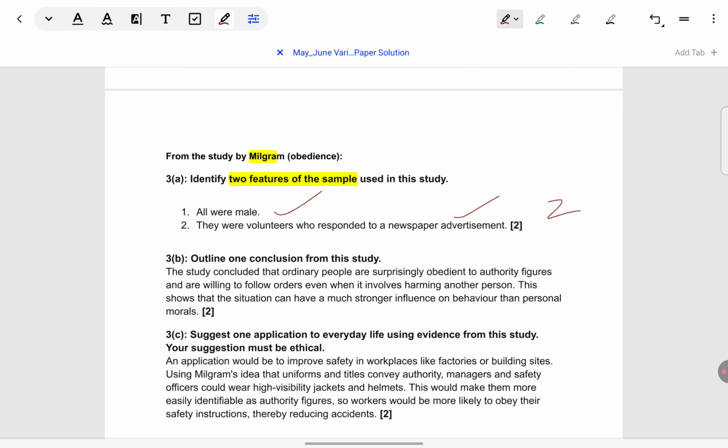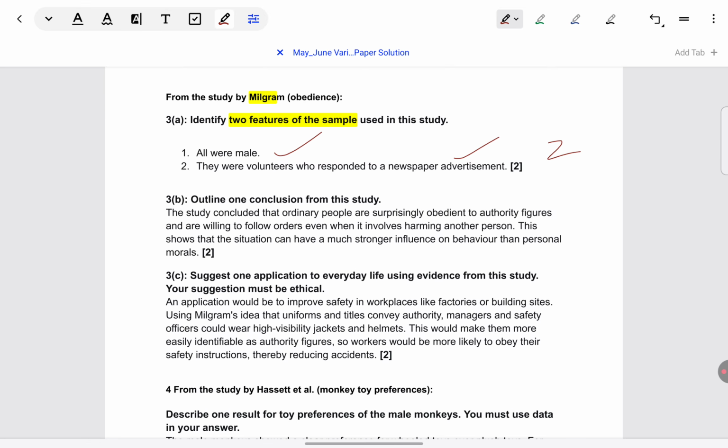Alternatively, there are many other points you could give. Their average age, I think it was between 20 to 55 years. 2 or 3 examples of which occupations they were coming from, which area they were coming from, like New Haven area, anything like that. No hard and fast rules again of which features you have to give. Let's look at the next part from Milgram. Outline one conclusion from this study. Conclusion type of questions always come for 2 marks, and they're very straightforward. Definitely, you must have learned a conclusion for every study, so you just have to describe that conclusion. Only the advice I can give here is many students confuse between results and conclusion.